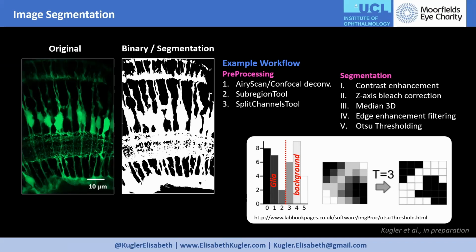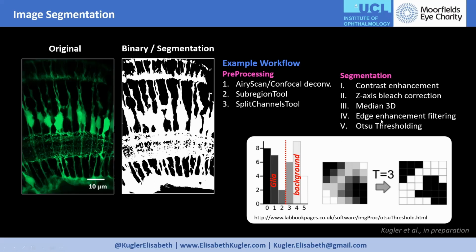We can also use median 3D. So to explain this function, let's take a single pixel, for example, this one. So we'll look at the pixels around that pixel, and then we'll get the median of their values. And that then becomes the new value of that pixel.